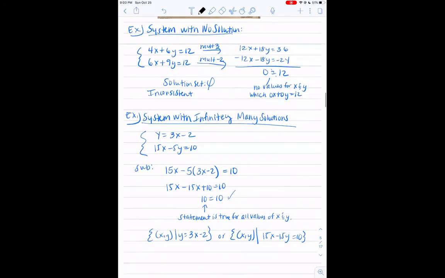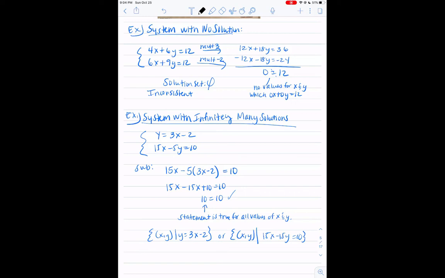Okay, so in this example, I have 4x plus 6y equals 12, and 6x plus 9y equals 12. So I'm going to go ahead and multiply by 3 and multiply by negative 2 because I have the goal of canceling out the x's, and the least common multiple of 4 and 6 is 12. So if I do that, I have 12x plus 18y equals 36, and negative 12x minus 18y equals negative 24.